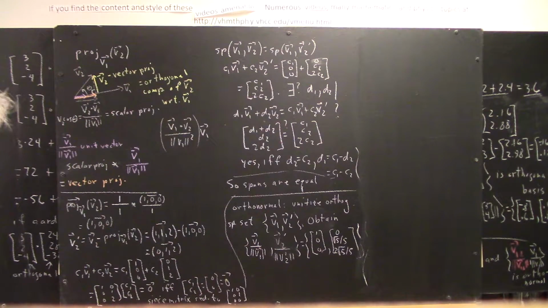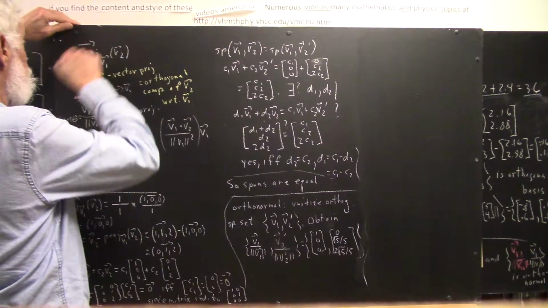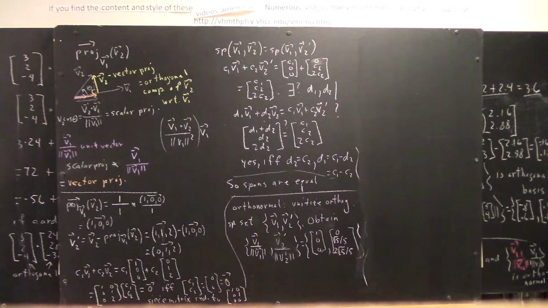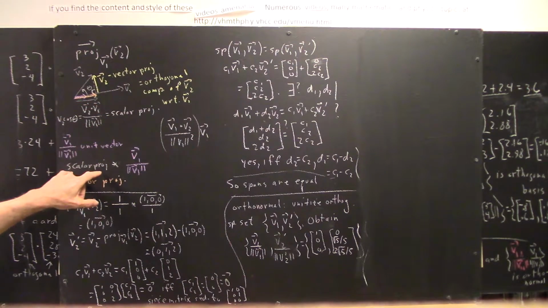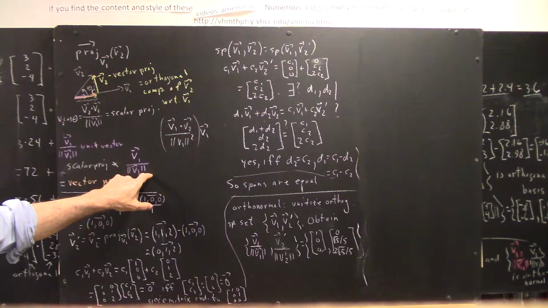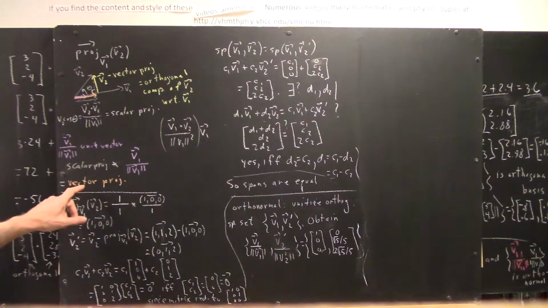Now, I was a little careless when I wrote this down. I should have an arrow over this because I'm talking about the vector projection. So the scalar projection is V2 dot V1 over magnitude of V1, just by this right triangle and the property of the dot product. The purple vector here indicates a unit vector, and the unit vector in the direction of V1 is just V1 divided by magnitude of V1. So we multiply the scalar projection, V2 dot V1 over magnitude of V1, by the unit vector V1 over magnitude of V1, and we get the vector projection.